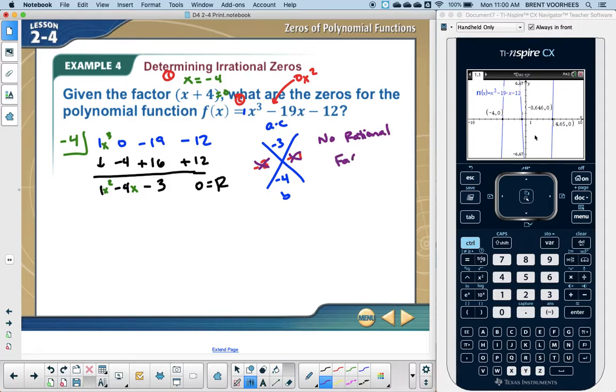They're going to be irrational. So how do we find our irrational zeros? Well, one method you've learned in previous courses is your quadratic formula, which is that x equals negative b plus or minus the square root of b squared minus 4ac, all over 2a.